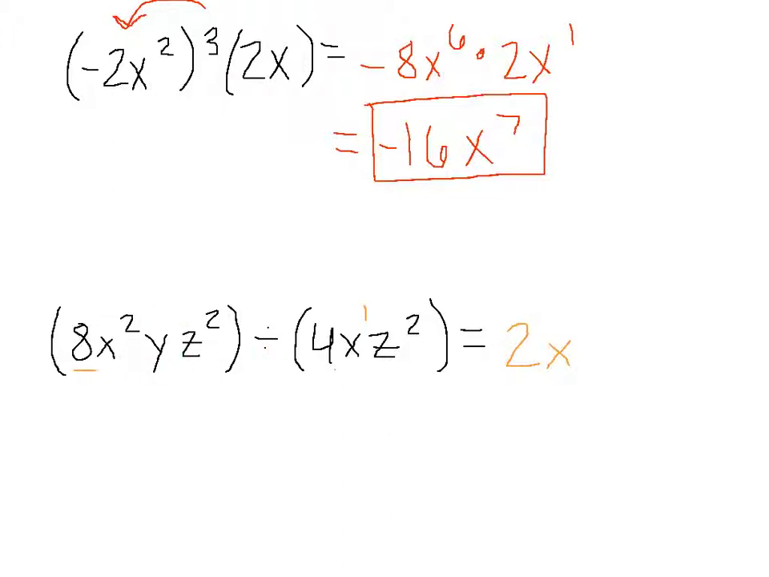Y divided by, we don't have a y here, so we're just going to leave the y where it is. Z squared divided by z squared. If you subtract the exponents, you get 0. Anything to the 0 power is 1, so there is no z value. This ends up being our final answer.